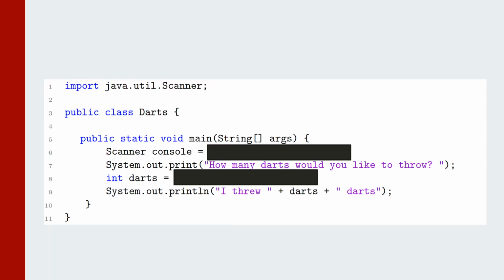At this point, I think we have enough information to be able to do a little bit of practice. So I will show you some example code. Right, so I have this import java.util.Scanner, public class Darts, and then I have Scanner console, and I've blacked that out. So what should it say here if it wants to take input from the keyboard? Good, so it should say new Scanner(System.in), and this particular code is just asking you how many darts you would like to throw at a target.